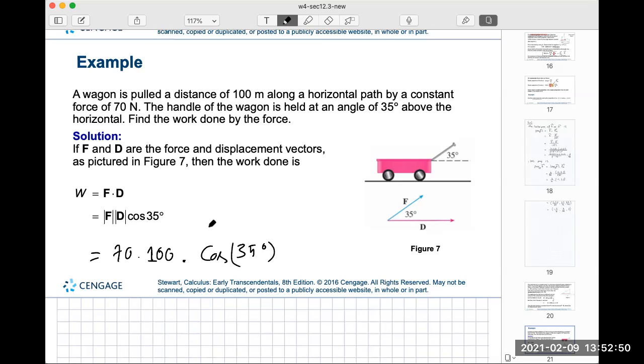So that is all about the section 12.3. These are not difficult, just try to memorize these.